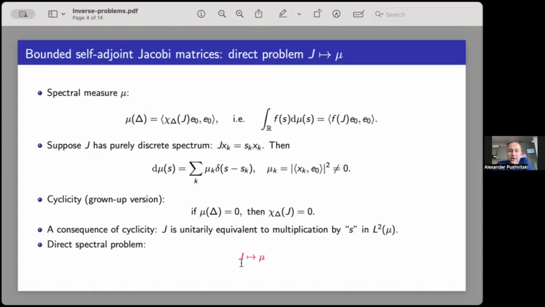And so finally, the direct spectral problem is the map from J to the measure mu. Okay, so if the spectrum is discrete, you can think about it like this. From the matrix J, we go to the set of eigenvalues and to the set of these normalizing constants, as they are sometimes called in different settings. But the measure mu can be arbitrary. It may have some continuous part, and then it is what it is. It's a measure.